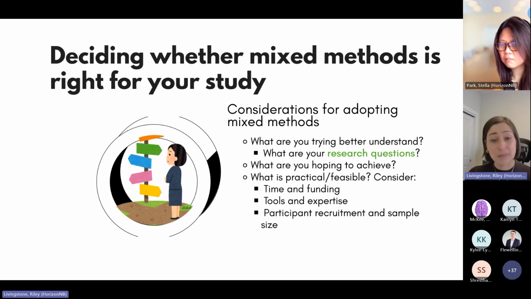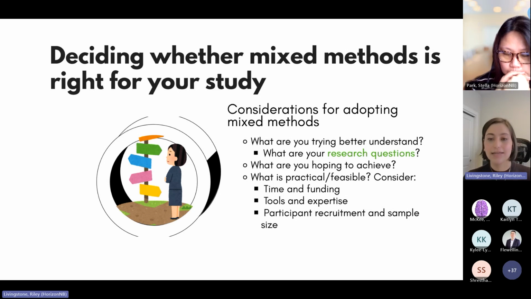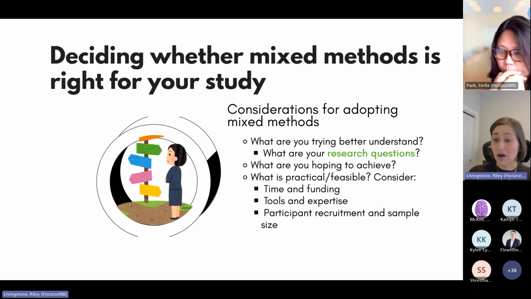Of course, there's also feasibility to think about. A mixed methods approach, because it involves collecting and analyzing two types of data, requires careful planning and additional consideration. You want to ask yourself if you have the time and funding to design and execute a study that integrates both approaches effectively. Does your team have the skills to handle both quantitative and qualitative approaches? If not, can you secure additional training or collaborators?